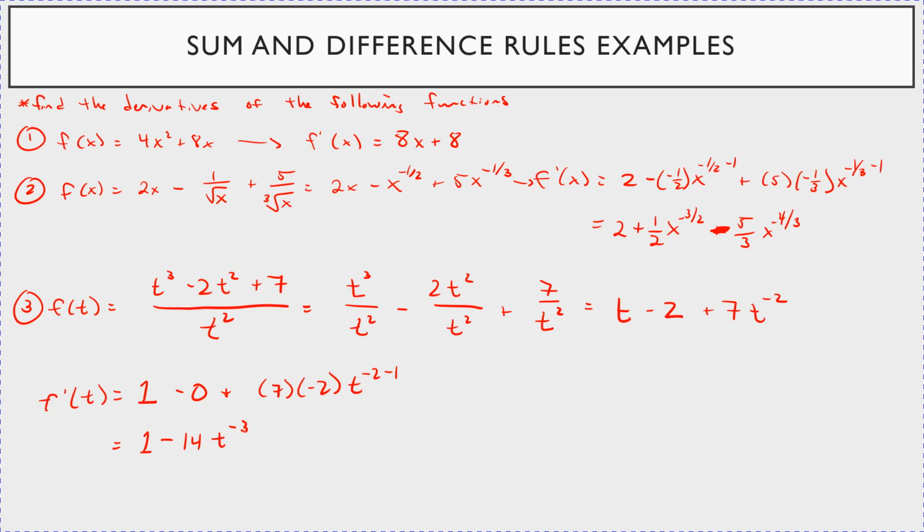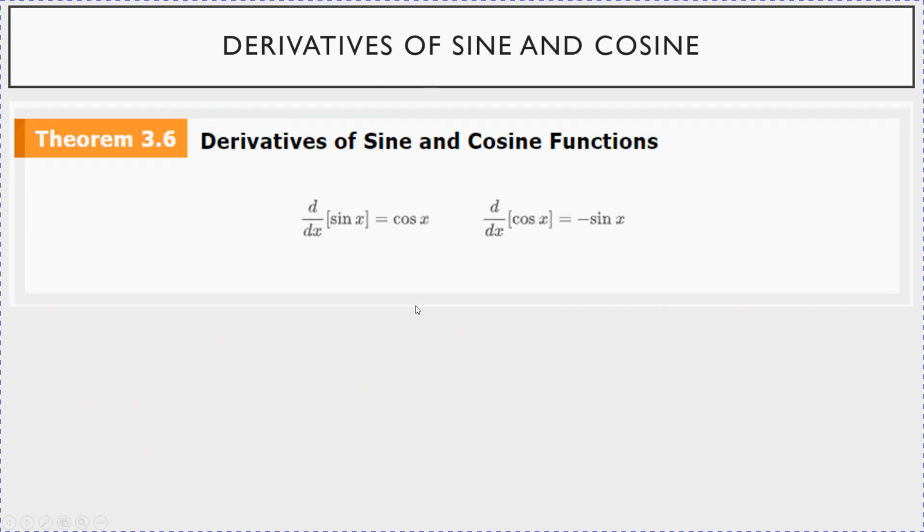Okay. Now let's talk about some trigonometric functions. So we know there's 6 basic trigonometric functions. So in this lecture, we're just going to talk about derivatives of sine and cosine. In the next lecture, we'll talk about tangent, cotangent, secant, and cosecant. Okay, but this one here, the derivative with respect to x of sine of x, this is convenient, is just cosine of x. And then the derivative with respect to x of cosine of x is just minus sine of x.